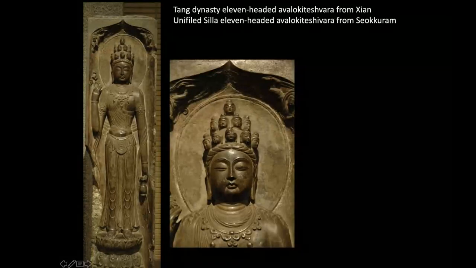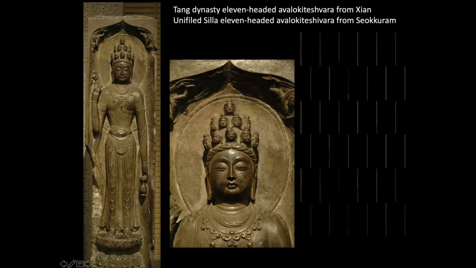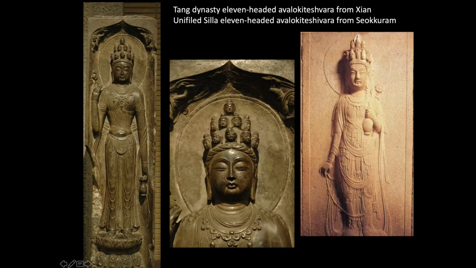Tang Dynasty and unified Silla, they were very close. So where did they get the idea of 11-headed Avalokiteshvara? From Sokkuram that we just saw. They learned it from the Tang Dynasty's example of 11-headed Avalokiteshvara. So there are 5, 4, that's 9, 10, and then 11. 1, 2, 3, 4, 5, 4, so 9, 10, 11.